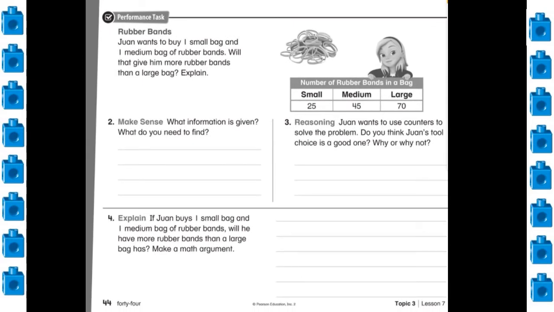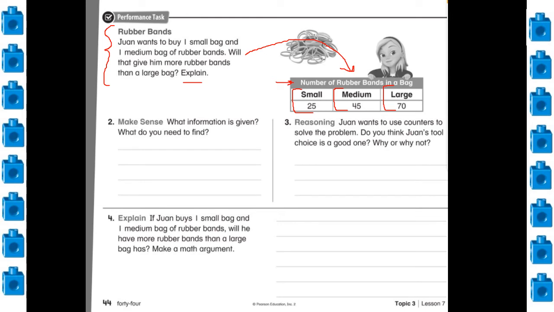And this is page 44. Now, numbers 2, 3, and 4 are all connected to the story at the top. It says rubber bands. Juan wants to buy one small bag and one medium bag of rubber bands. Will that give him more rubber bands than a large bag? Well, and then it says explain. Look at this over here. This gives you a lot of information. It says number of rubber bands in a bag. It tells you how many are in a small, a medium, and a large.